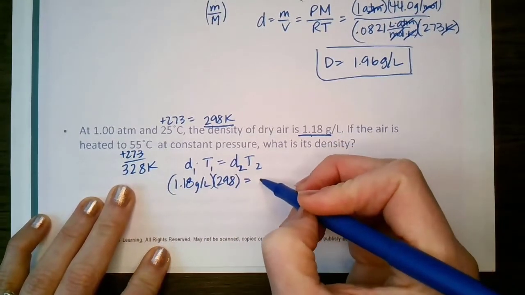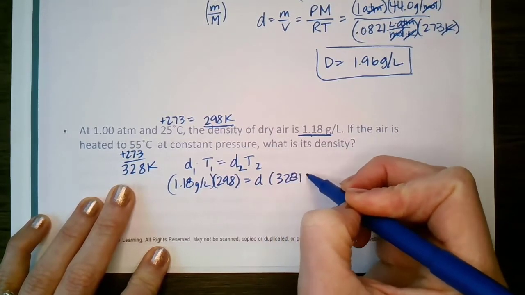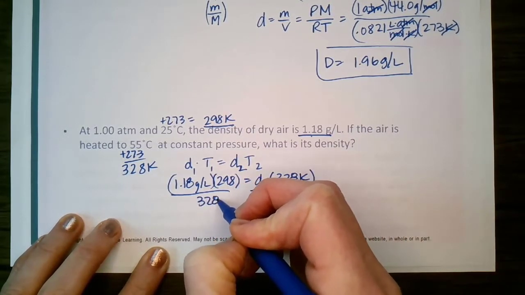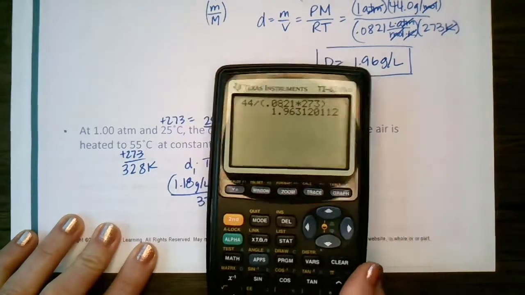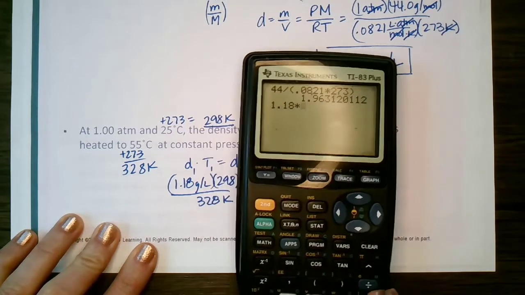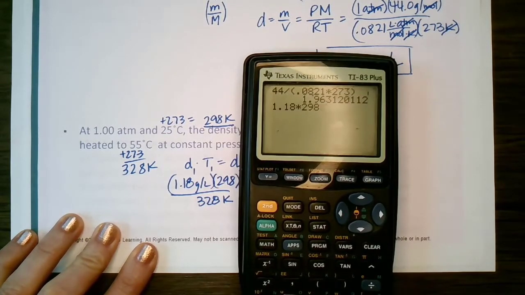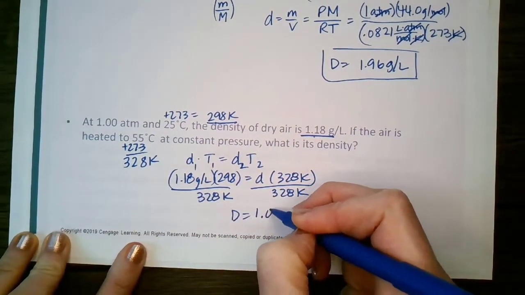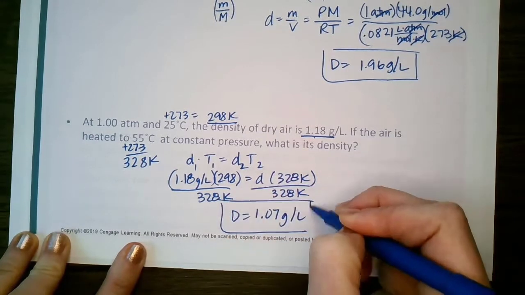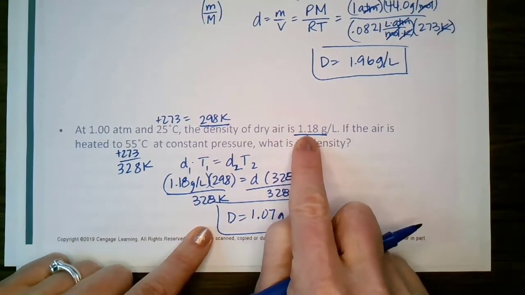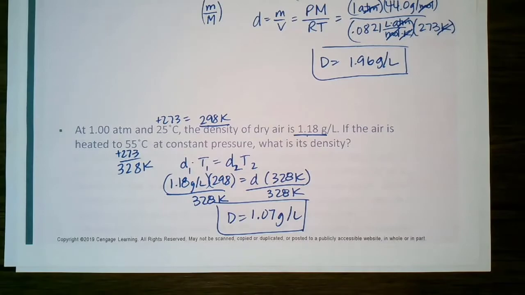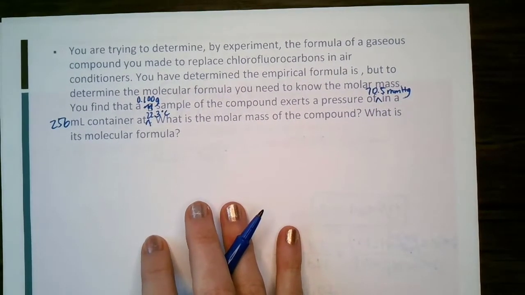Then to find this density at 328 Kelvin, we should just be able to divide both sides by 328 Kelvin. So let's do 1.18 times 298 and then divided by 328. We should get 1.07 grams per liter. Let's see if that makes sense. 1.18 at 298, the temperature went up, so density went down. Makes sense?